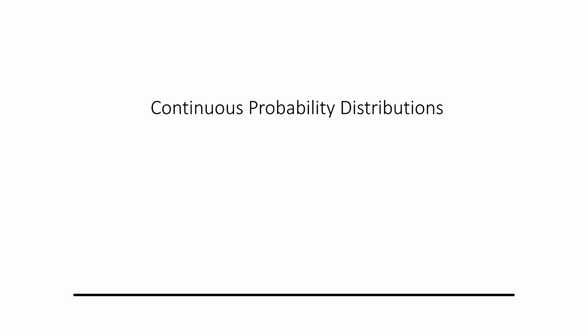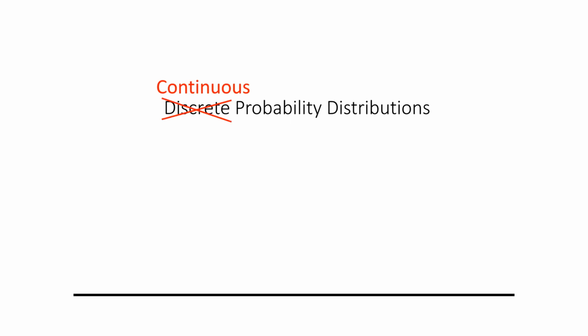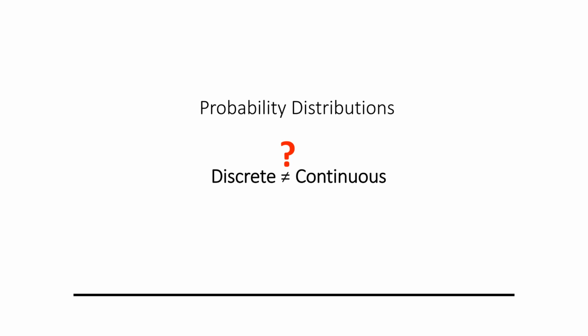In this chapter, we are looking at continuous probability distributions as opposed to discrete ones. What's the difference between the two? We first looked at that back in chapter 1.